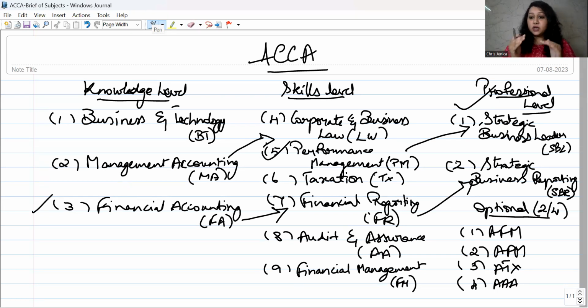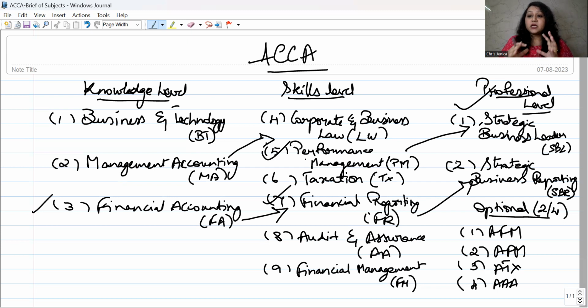Now, financial accounting at knowledge level was a very basic paper where you learned all the basic accounting concepts. If you weren't a commerce student and you have entered ACCA, you will still be able to grasp all the accounting concepts in your FA paper. It's not going to be a problem for you to enter ACCA. Then, Financial Reporting, the seventh paper at your skills level, is going to provide you all the insights and knowledge into international financial reporting standards.